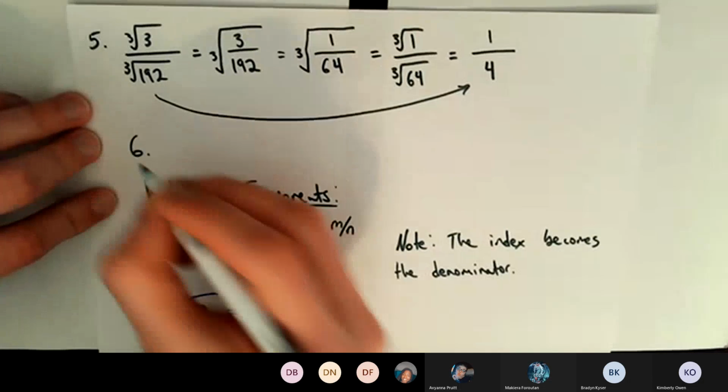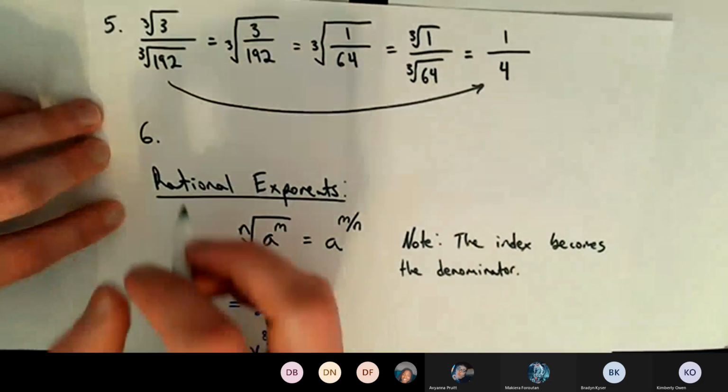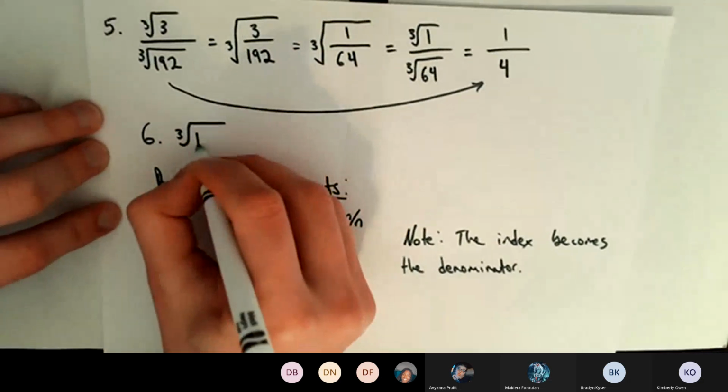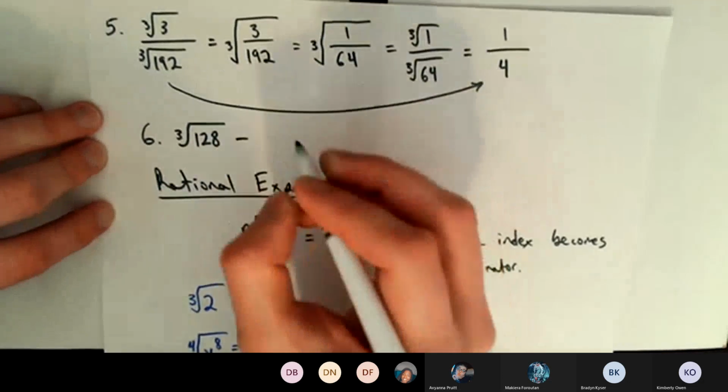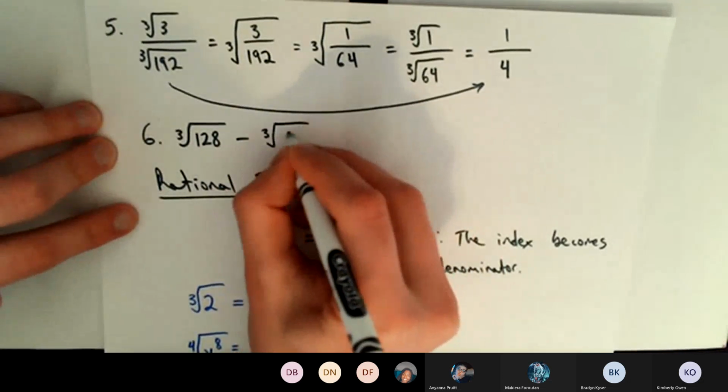Let's do another quick one. The cube root of, see, this is a tricky one, 128 minus the cube root of 54.